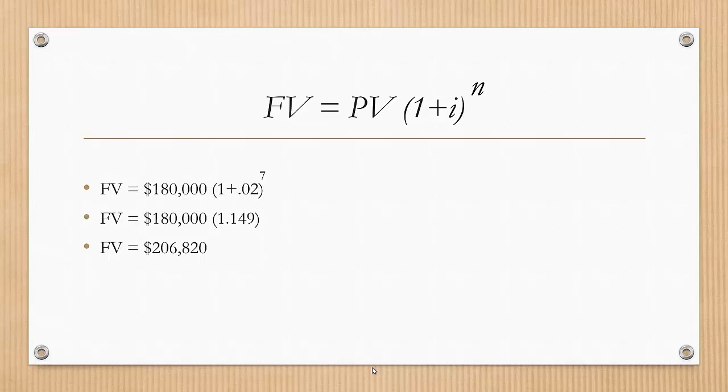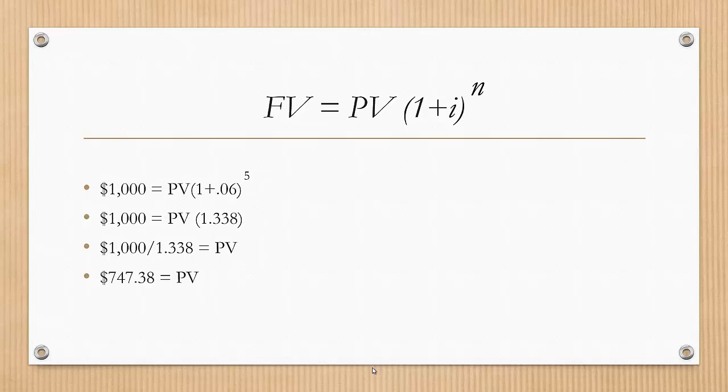How does this compare with your answer? This is how I worked the problem. Future value is equal to 180,000 times 1 plus 0.02. We get 0.02 because 2%, expressed as a decimal, would be 0.02, to the power of 7, 7 being the number of years. So 180,000 times 1.149 is 206,820. Now your answer may have varied a little bit. If your calculator only calculated to 2 decimal points, for example, you would have multiplied 180,000 times 1.15 and received a future value of 207,000.